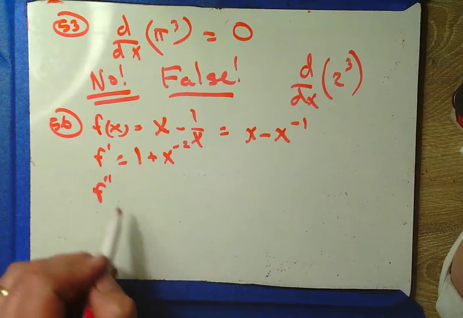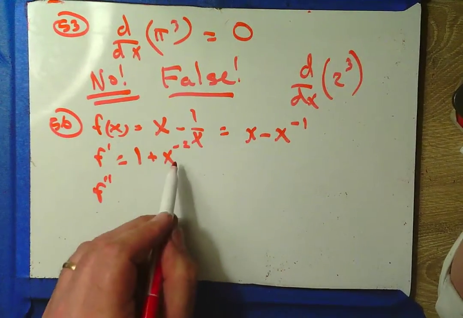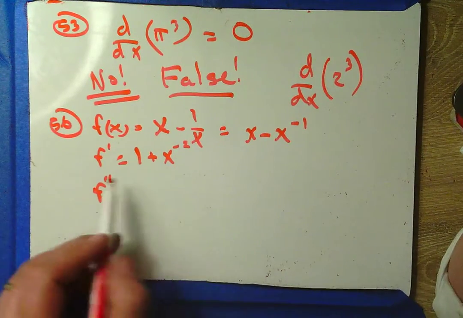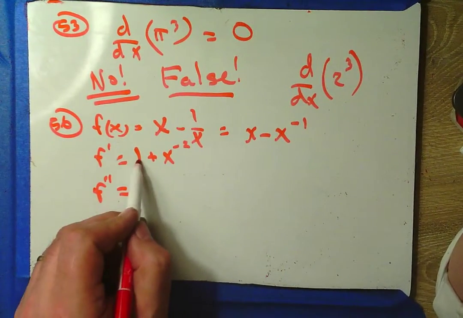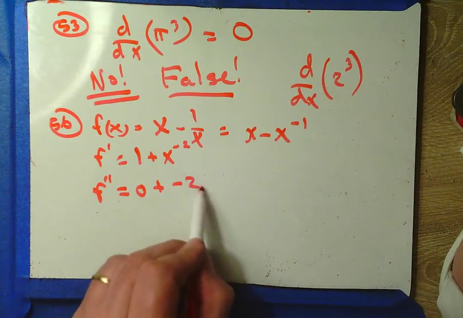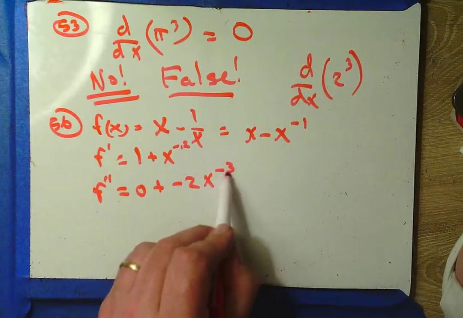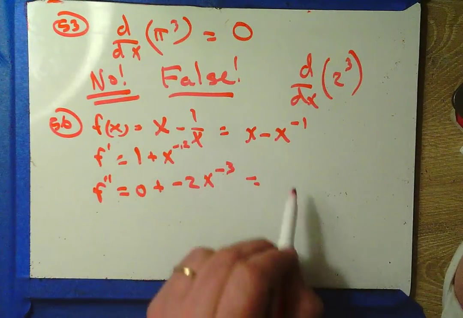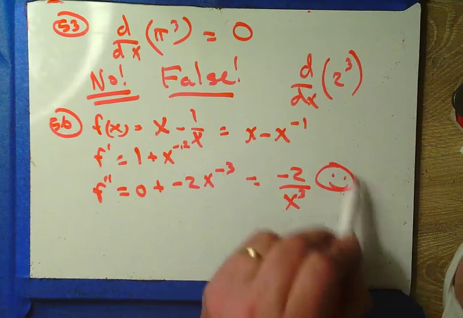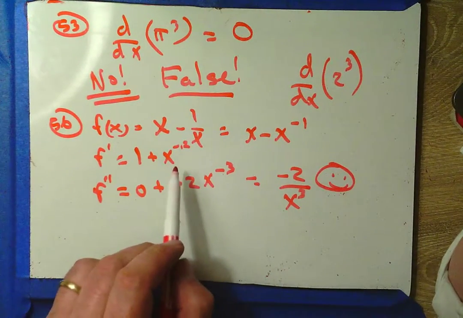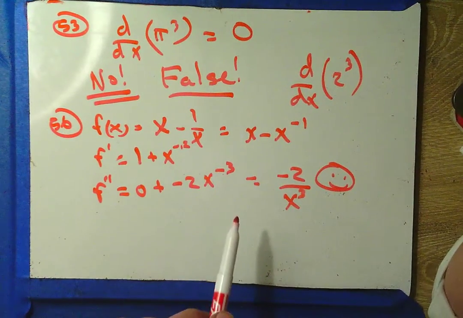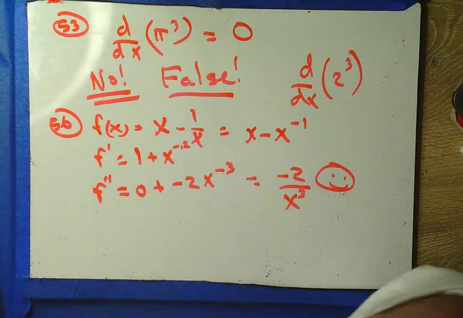What about f double prime? Well, just take the derivative of this. Do not write this as 1 over x squared and take the quotient rule, crazy people. Instead, say the derivative of this is 0, and the derivative of this, I'll bring down the minus 2, and I'll subtract 1. If you want to now rewrite this as negative 2 over x to the third, you have my blessing. But please, for the sake of easy derivatives, use negative exponents. Don't leave this fractiony nonsense, okay?